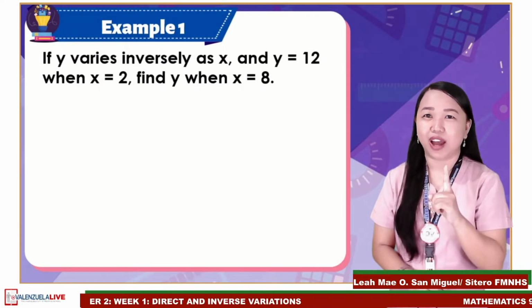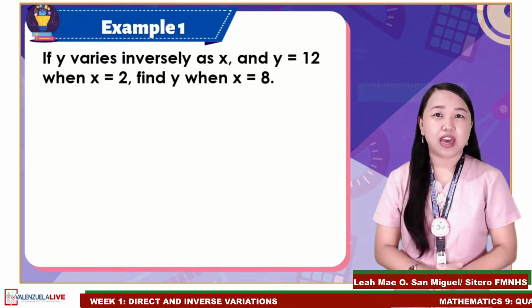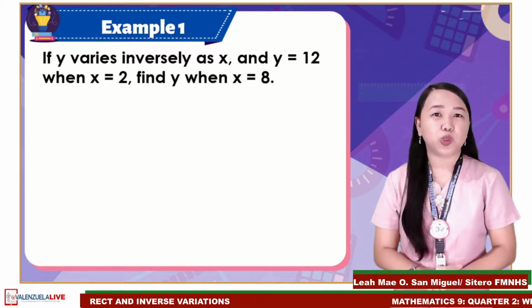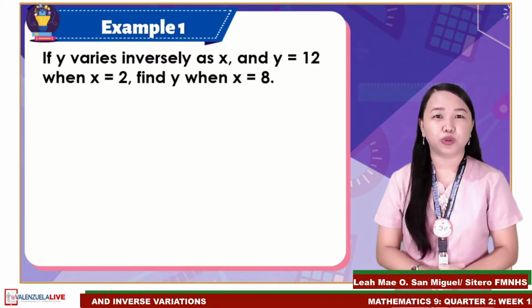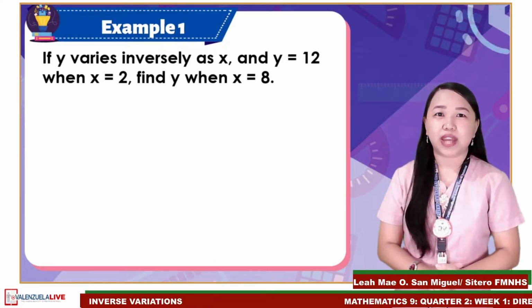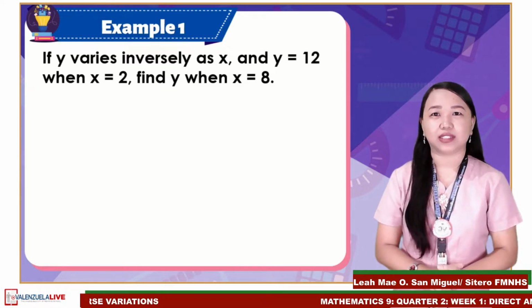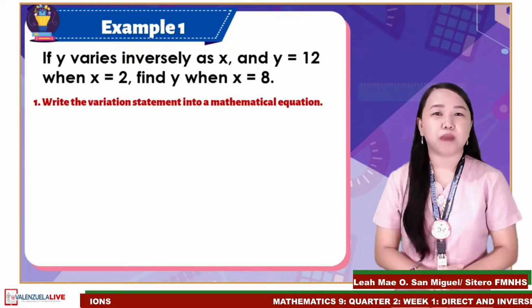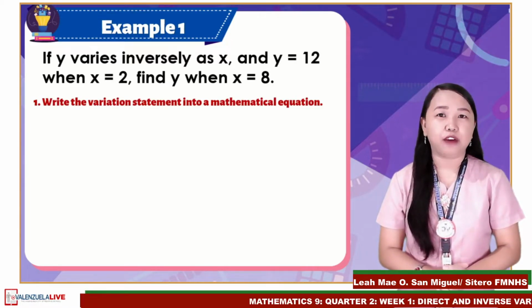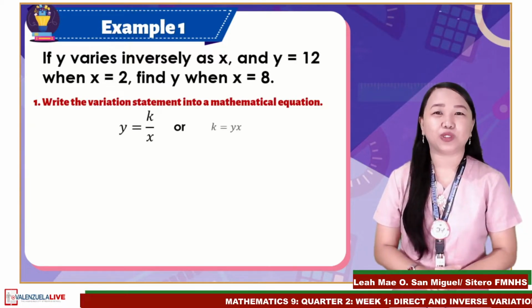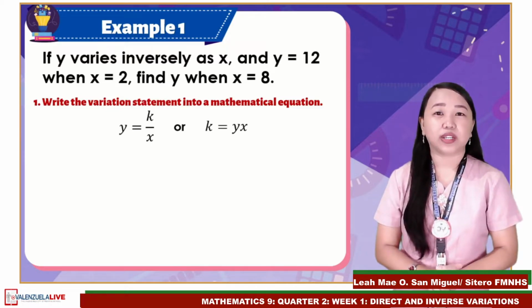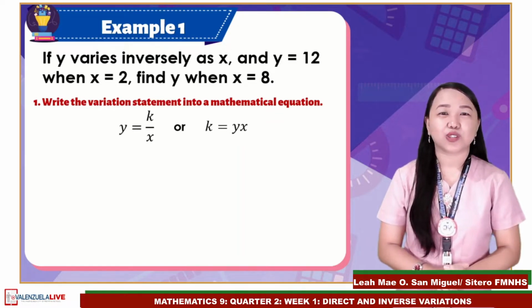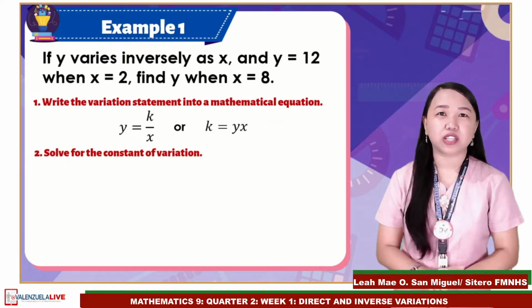Problem number 1. If y varies inversely as x and y is equal to 12 when x is equal to 2, find y when x is equal to 8. First, write the variation statement into mathematical equations. So we have y is equal to k over x, or k is equal to yx. Next, solve for the constant of variation.